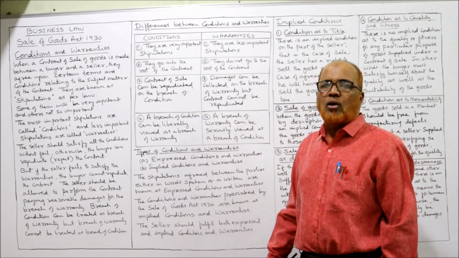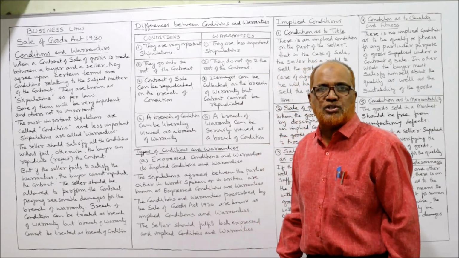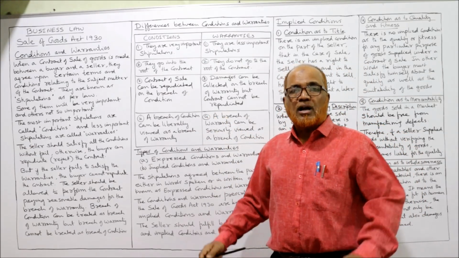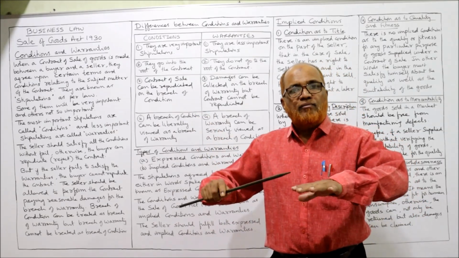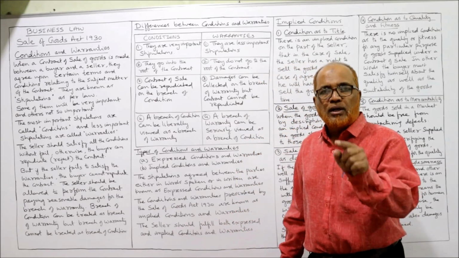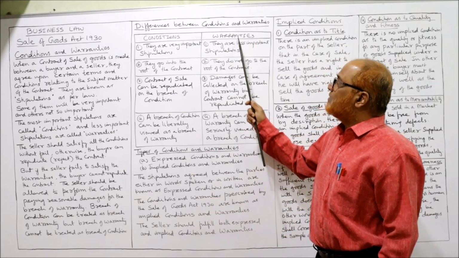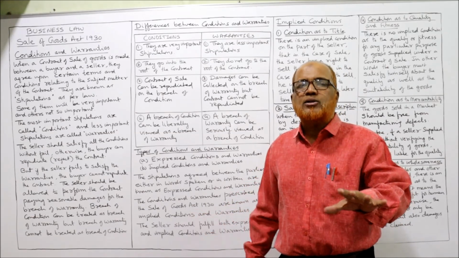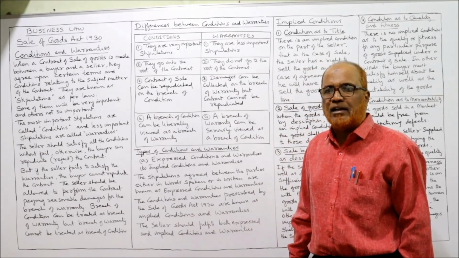Whereas warranties are not so important, they are supplementary, collateral stipulations. Then the second one, conditions go into the root of the contract. That means the complete contract will be shaken by the breach of condition. The contract will be finished when there is a breach of condition. Whereas warranties do not go to the root of the contract. It will not completely shake the contract, only damages can be claimed if there is a breach of warranty.